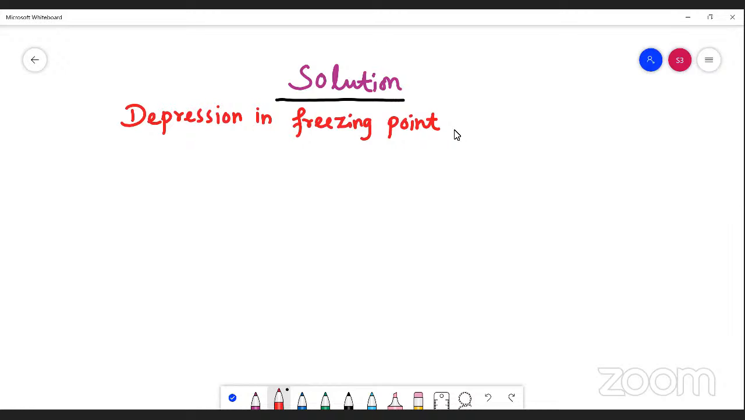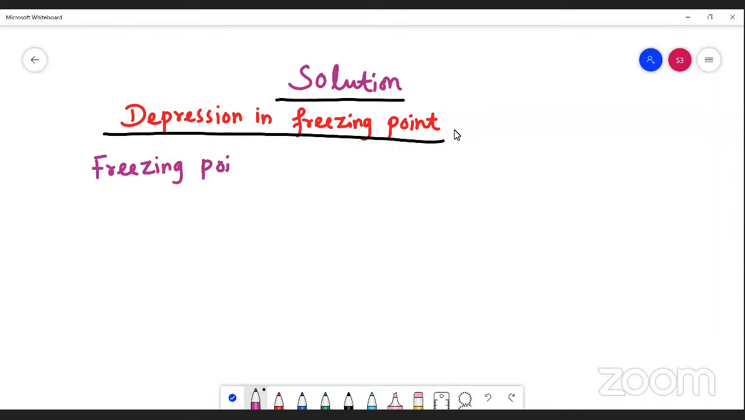Depression in freezing point. Before entering into what is depression in freezing point, first of all we want to know what is freezing point. So we know what is freezing point.